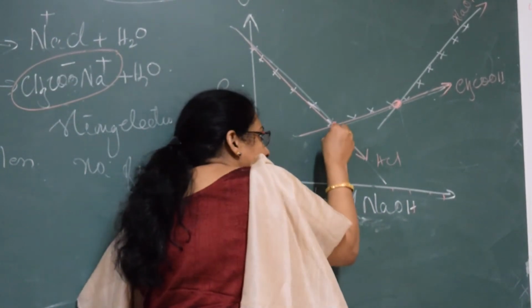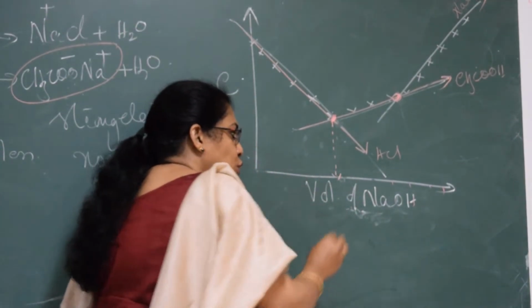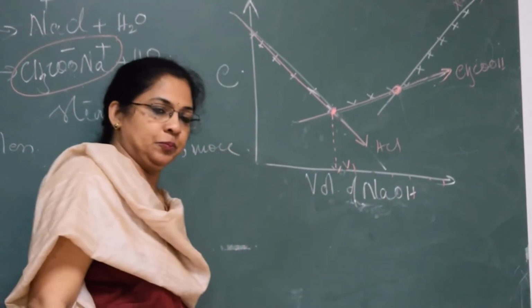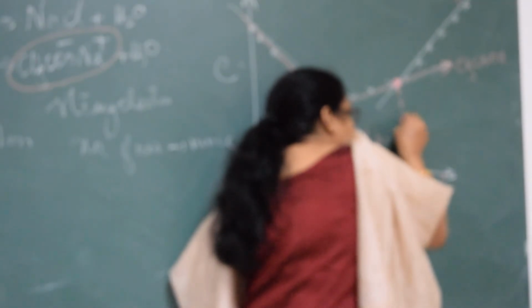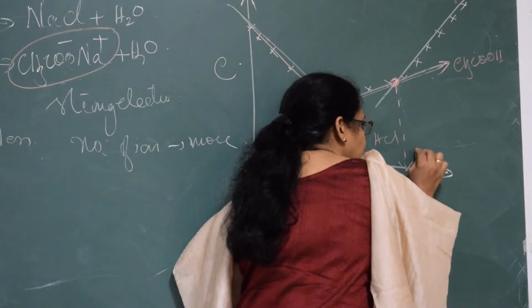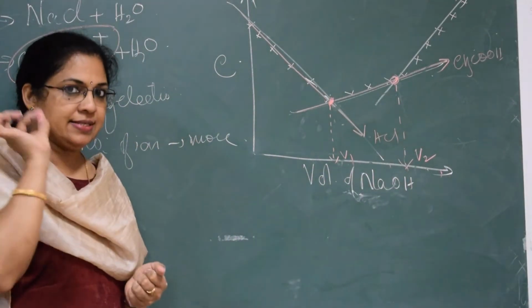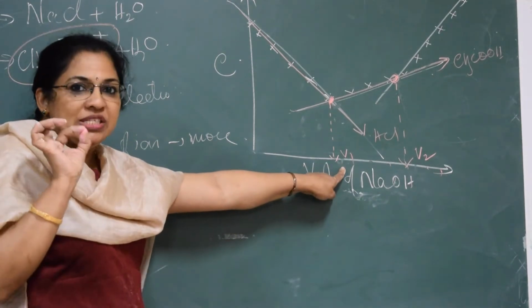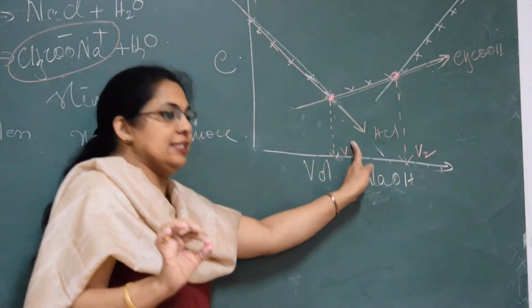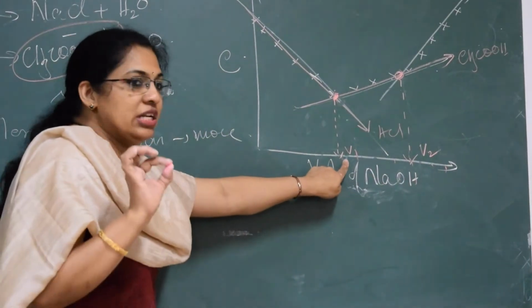Now if you draw a dotted line to the x-axis, you get the first volume, V1. If you take the second point to the x-axis, you get the second volume, V2. So two volumes you are getting on the x-axis. V1 represents the first neutralization, and V2 represents the second neutralization. So what is V1?